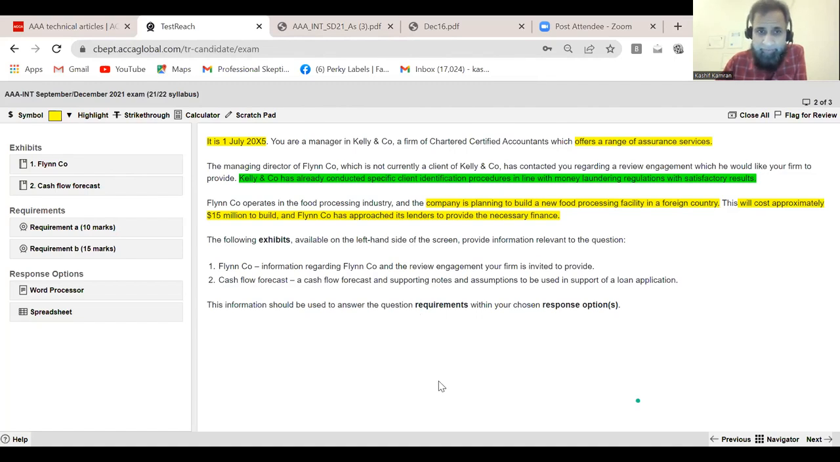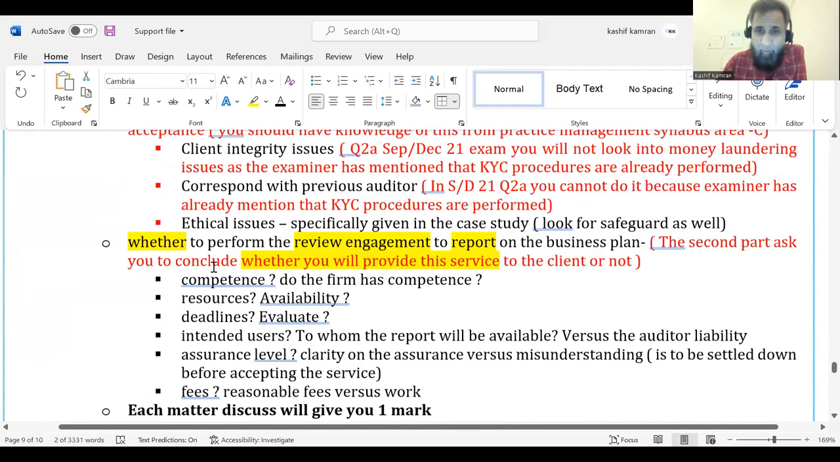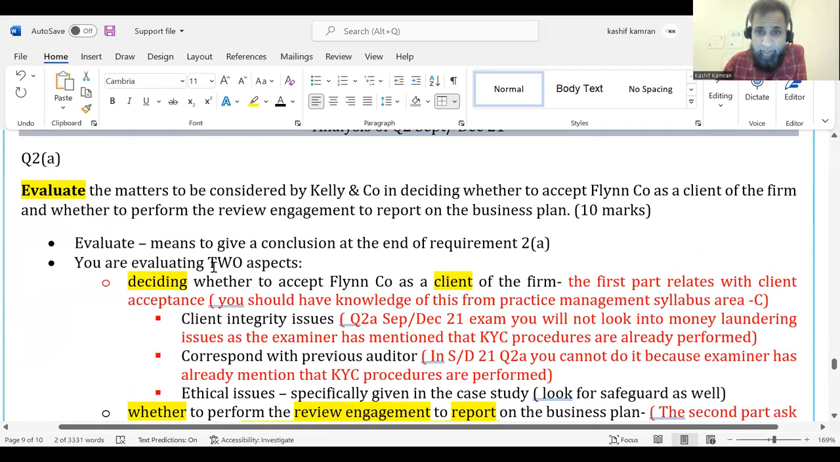Okay, so that wraps up the answer. That wraps up question 2A. I hope you're sound enough with what is to be done in question number 2A. I hope you're sound enough with what the examiner was telling you you should not do. So the examiner was saying no money laundering, no corresponding with the previous auditor, and we have not done it at all.